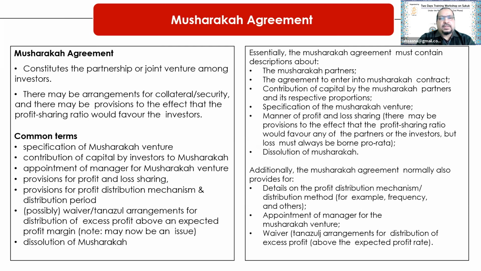Provisions for profit and loss sharing have to be there. Provision of profit distribution mechanism, how to do the profit, a possibility of waiver, channel for distribution if it's in excess of and above the expected rate, meaning that sometimes, very often found in investment, whereby if let's say the rate of return is 5, so you are targeting 5.